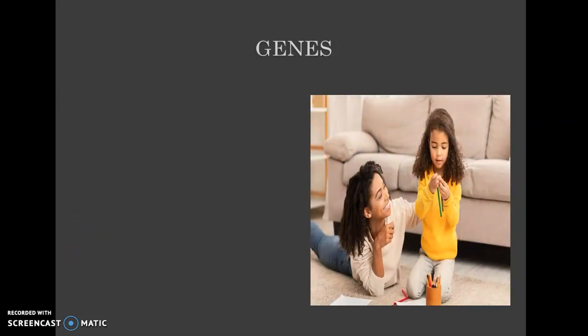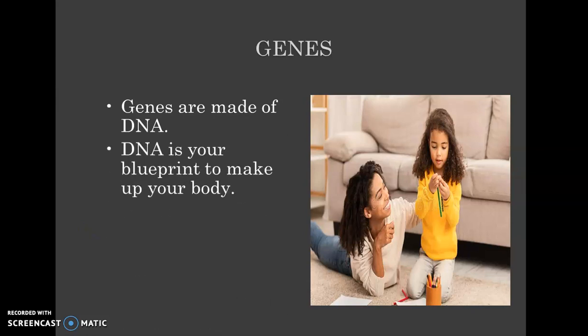Also inside your nucleus is something that's called genes. Maybe you've heard somebody say, hey, you have your mommy's hair, or hey, you have your daddy's eyes. Those are the genes inside of our cell nucleus, and that's the blueprint to make up your body. It's what tells your skin cells to be a certain color. It's what tells your hair to be curly or straight or whatever it may be.